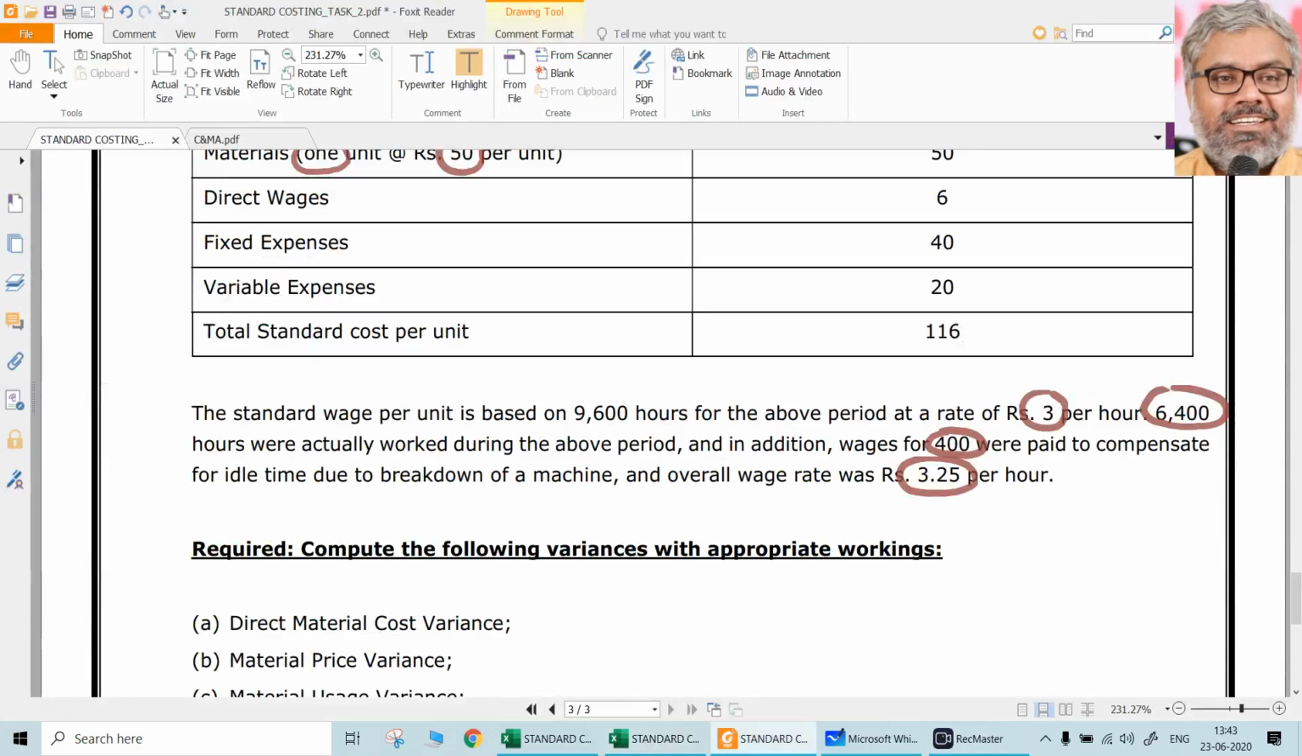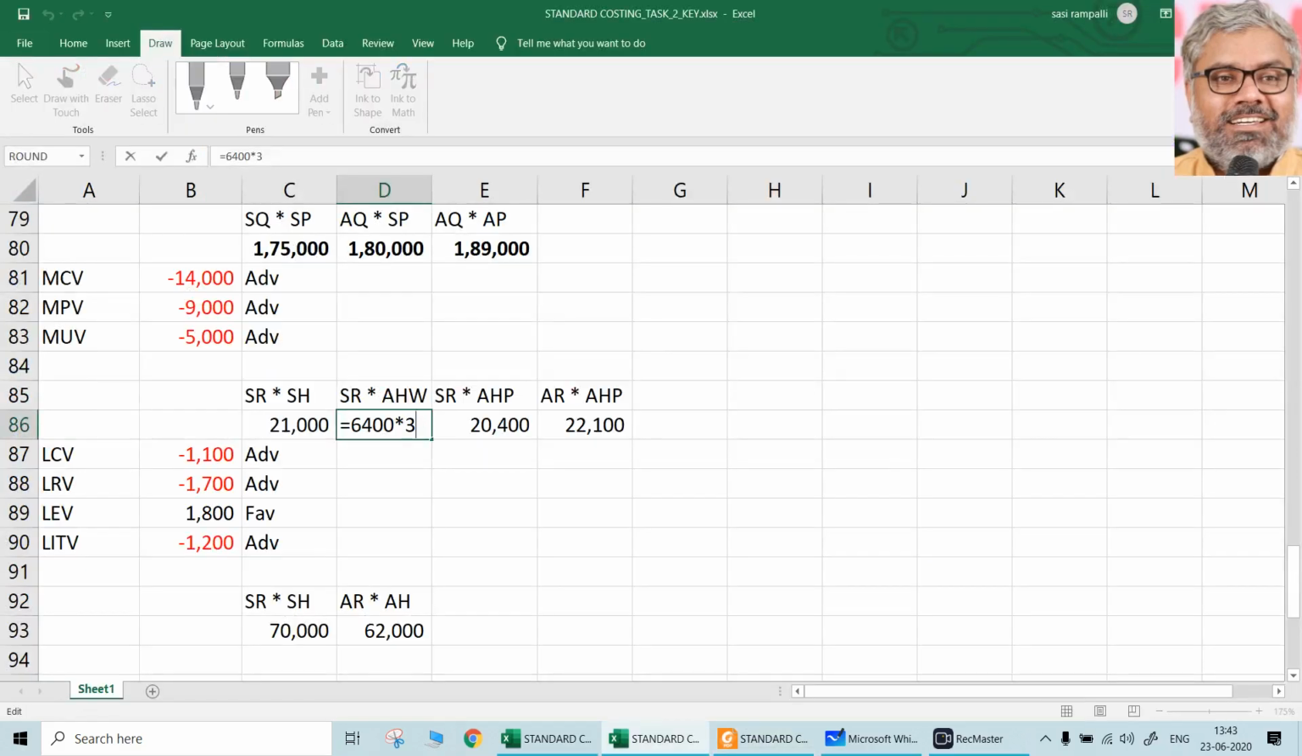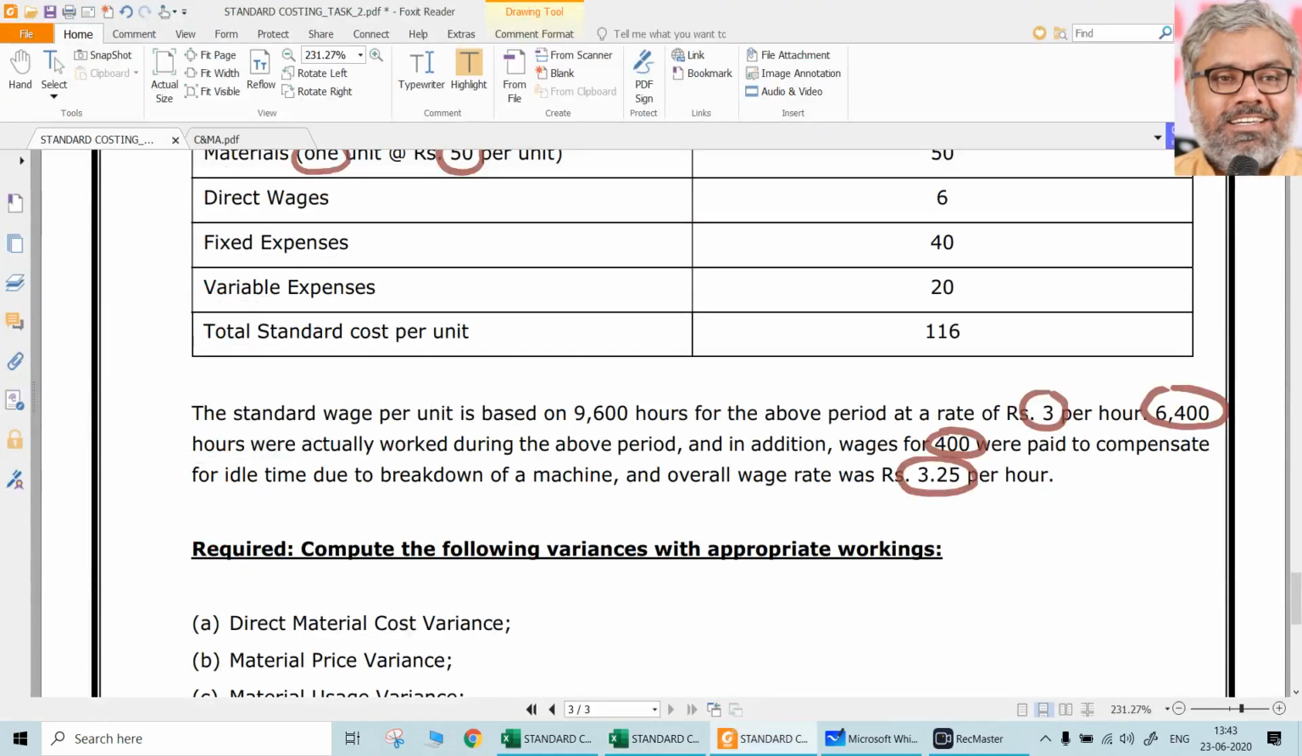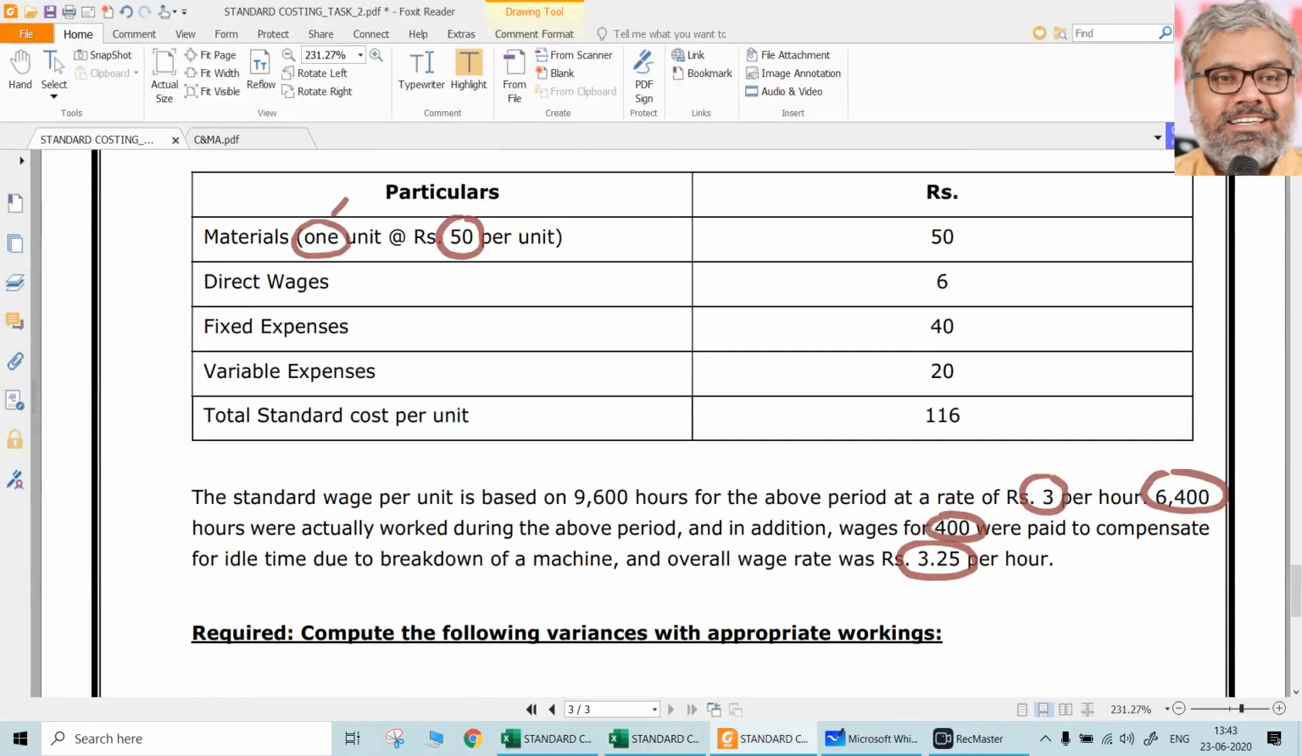Actual hours worked how many? Actual hours worked are only 6,400. So 6,400 into 3. That is SR into actual hours worked. Then standard hours required for actual output. Once again, the standard hours required for actual output we have to find out.